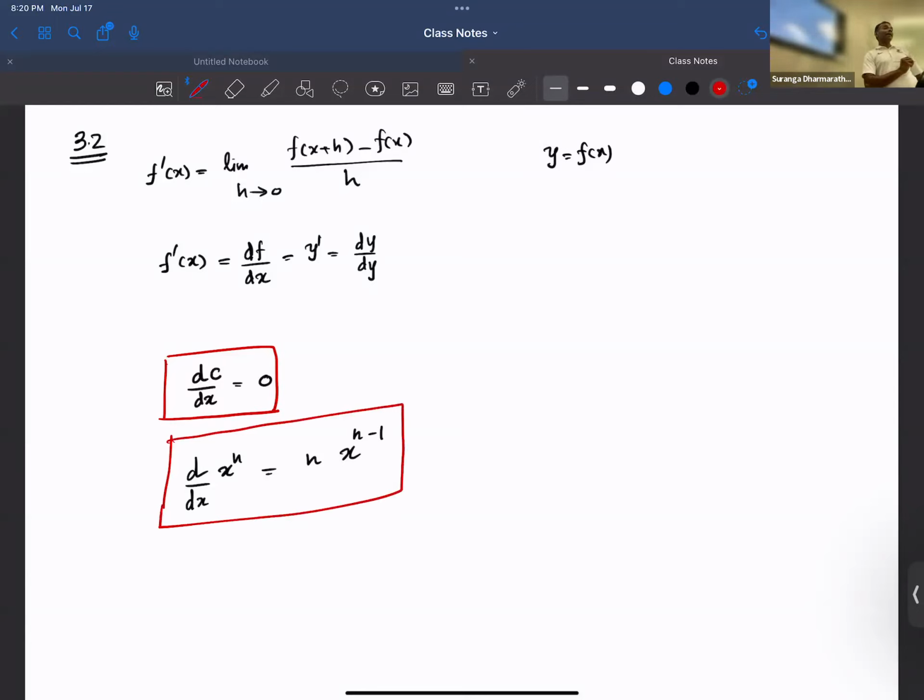Proof is not important, but I can actually make a video and put it in Brightspace, and you can watch it. It is also in the book, on page number 135, the proof. If you really want to learn it, let me know, I can explain it. But it's very self-explanatory in the book, you can look at it. So this n can be any real number.